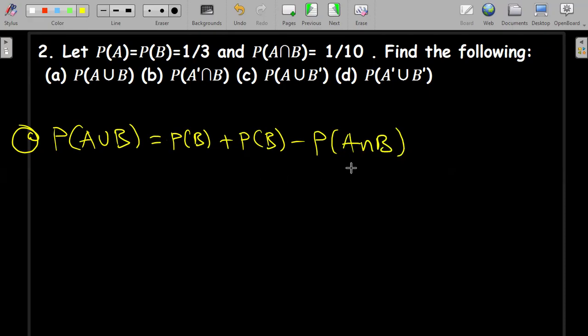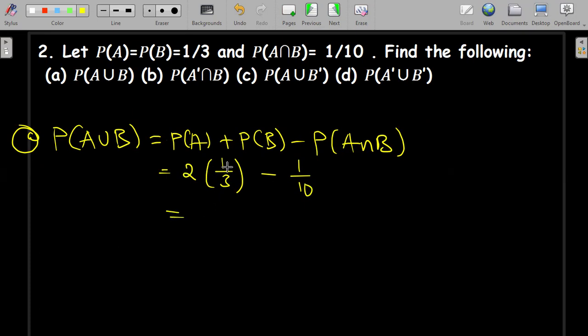So we have all these values. Here I'm supposed to write A there, so this one should be A there, like that. The probability of A and B, we are told they are equal, so we can say 2 multiplied by 1 over 3. This is the same as 1 over 3 plus 1 over 3, and then minus the probability of A intersection B, which is 1 over 10.